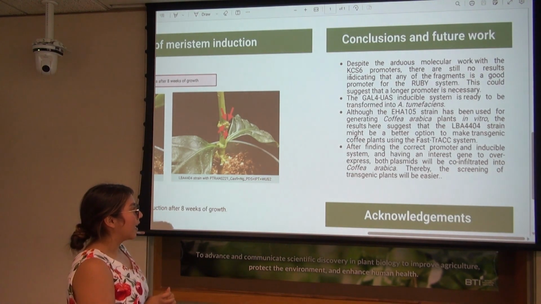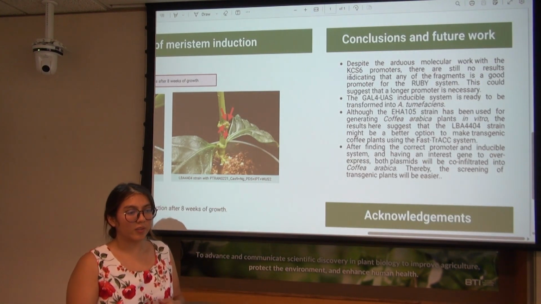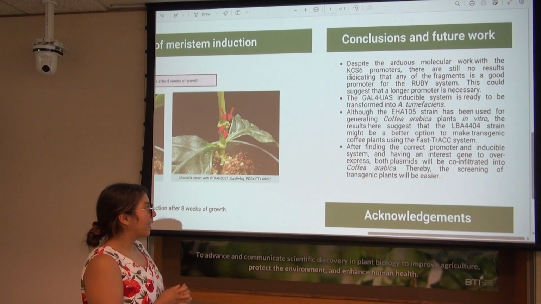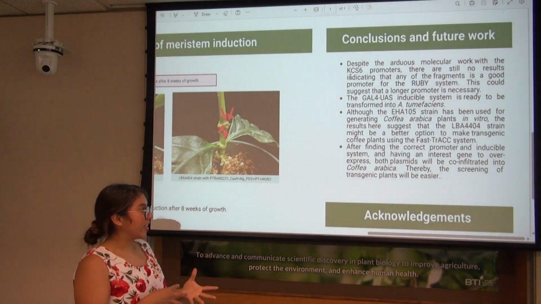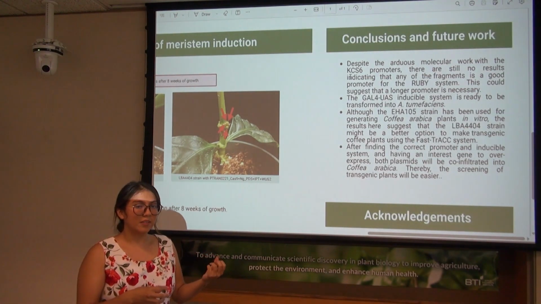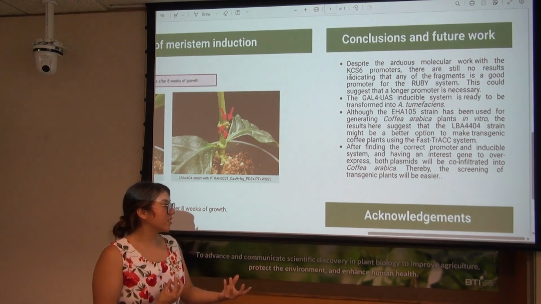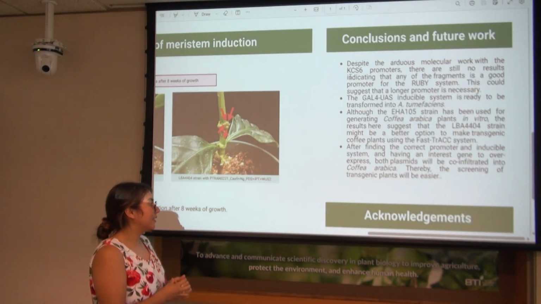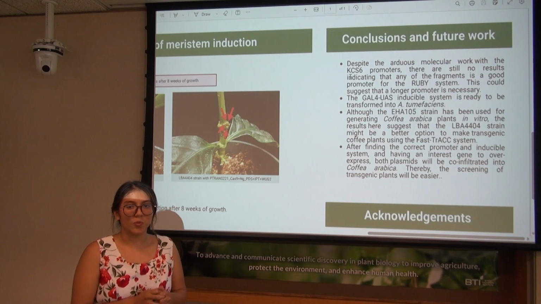And okay, well, after finding the correct promoter and using our strain LBA 4404, we can have our gene of interest to overexpress, and having both plasmids, so our plasmid that induces meristem injection and our plasmid with the gene of interest, we can co-infiltrate it into our Coffea arabica plants, and thereby we would be screening the transgenic plants in an easier way.